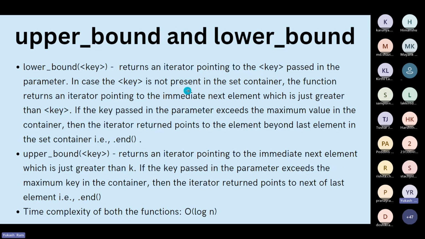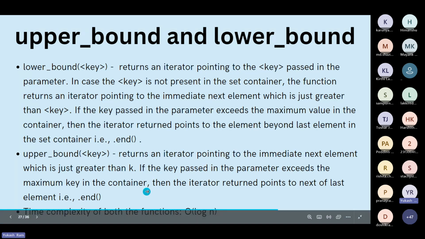And we have upper bound and lower bound, which was already discussed in one of the earlier sessions. But upper bound and lower bound is also a function for the associative containers. So let me go through it again. Lower bound will return an iterator pointing to the key passed in the parameter. If the key is not present, then it will return an iterator pointing to the immediate next element, which is just greater. And upper bound will return an iterator pointing to the immediate next element, which is just greater than the given key.